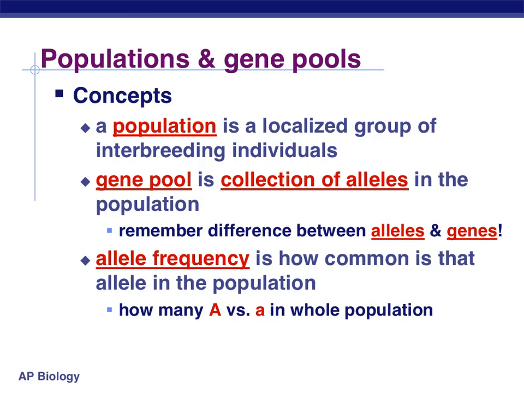So for every individual, they're going to have 2 alleles of their genes. They get one of those alleles from mom, and one of those alleles comes from dad. Allele frequency is how common is that particular allele within the population. So for example, how many capital A's do we have in a population versus how many lowercase a's do we have in a population?